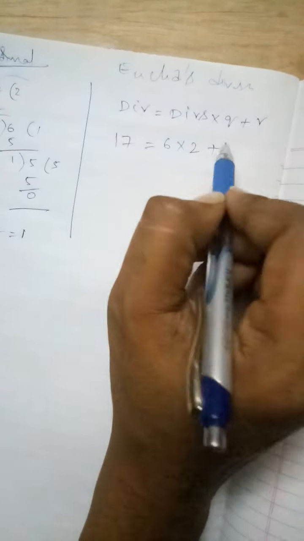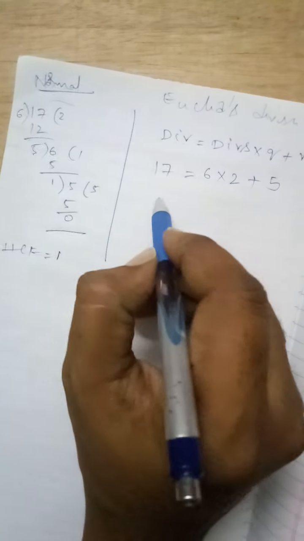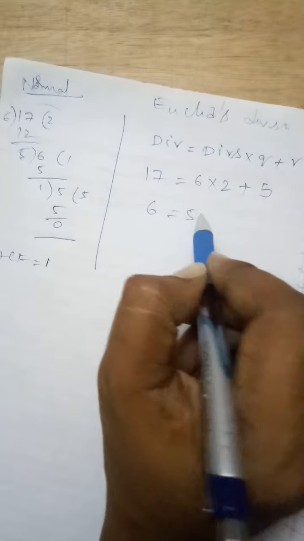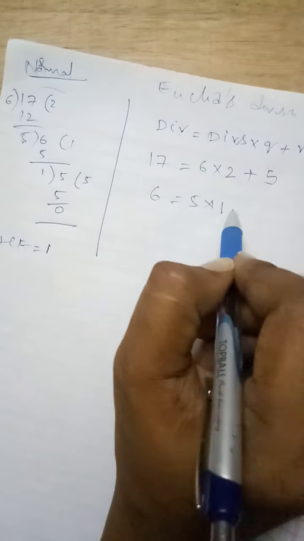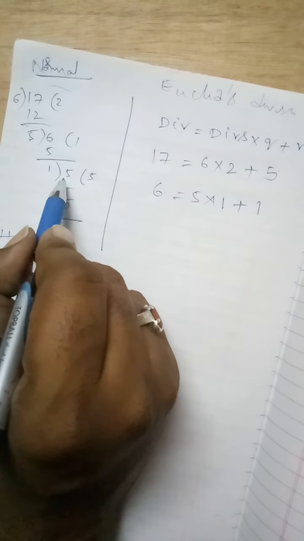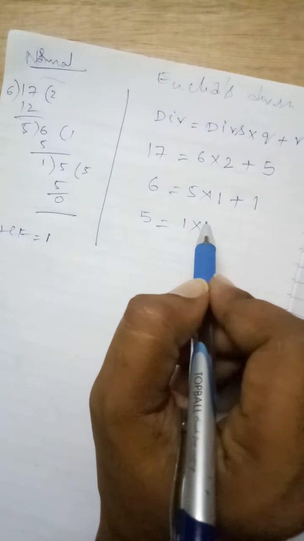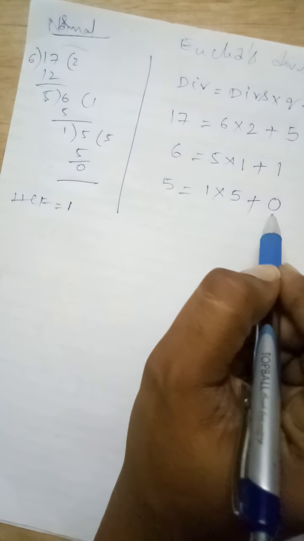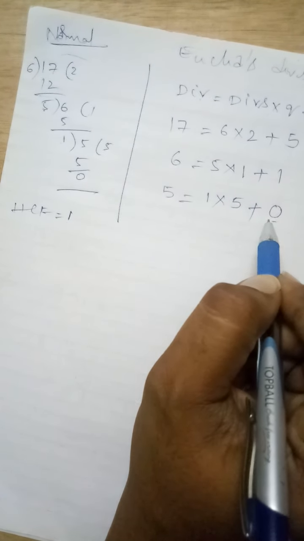In the first step, what is the dividend? 17. What is the divisor? 6. What is the quotient? 2. What is the remainder? 5. In the second step, what is the dividend? 6. Divisor 5. Quotient 1. Remainder 1. In the third step, the dividend is 5. What is the divisor? 1. What is the quotient? 5. What is the remainder? 0. So when you get remainder 0, the process is completed.